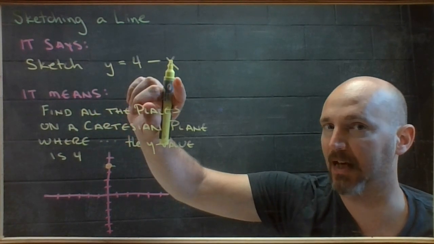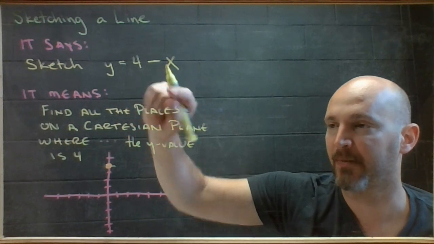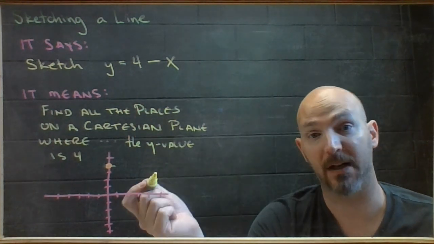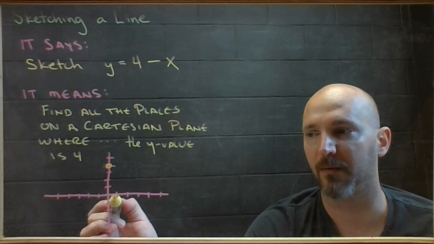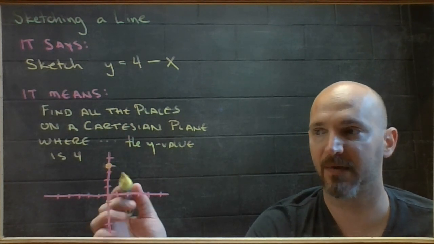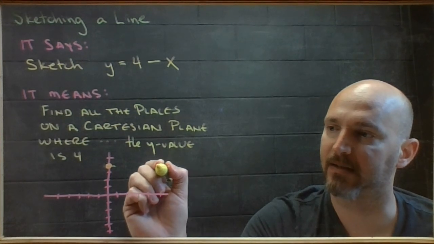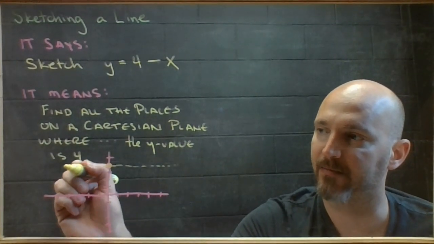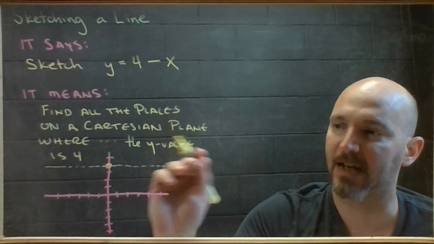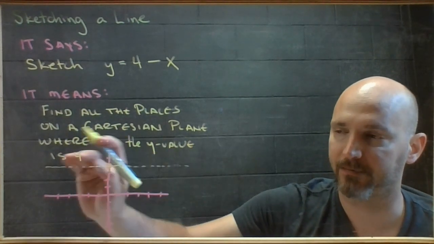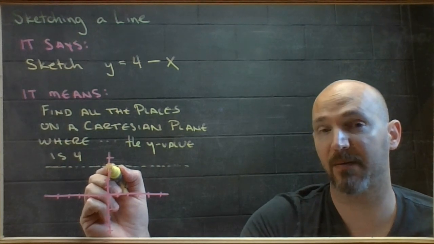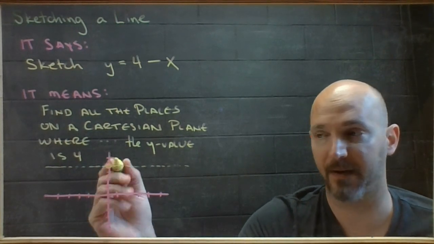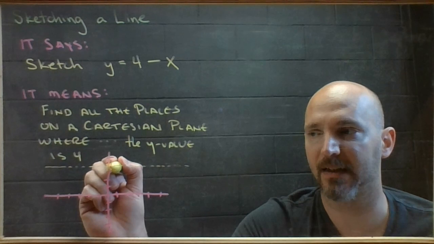Subtract whatever the x is. So we're going to pick a place, like here. Right here, the x value is 0. So I've still got this line across here, because that's where y is 4. At this particular place, I have to subtract the x value, which is nothing. So if you don't subtract anything, then you stay right there.